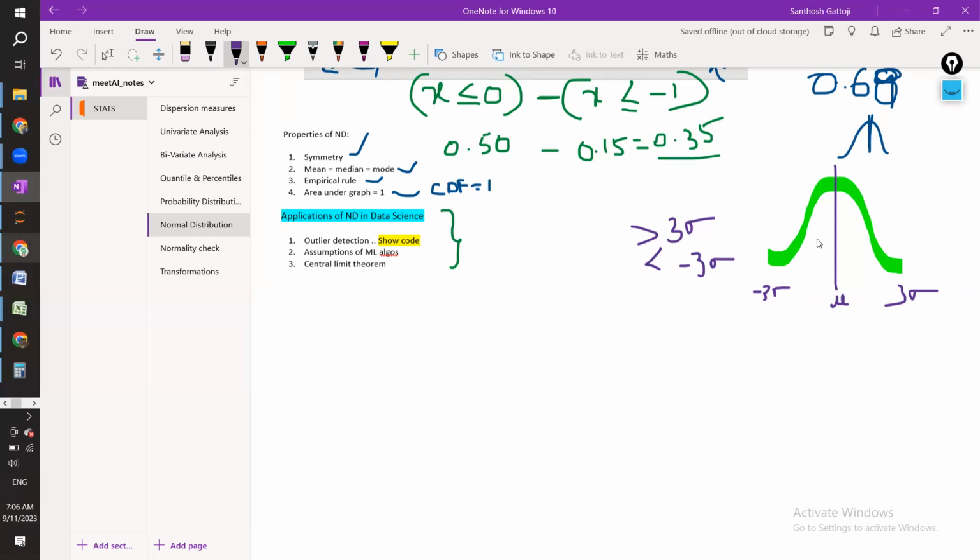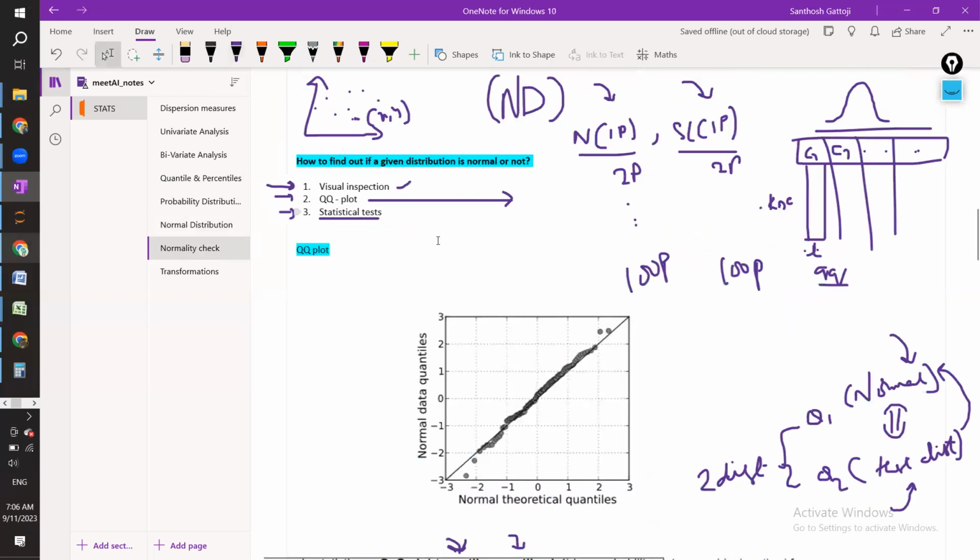To use this concept, you cannot use it for any distribution. You cannot use this for, let's say, an exponential distribution or a binomial distribution. First of all, you should be confident that your distribution is a normal distribution. That's why these things are important. So first you need to check. Using the QQ plot, you can check and conclude: because of this visualization, this amount of skewness and this amount of kurtosis, I am concluding.